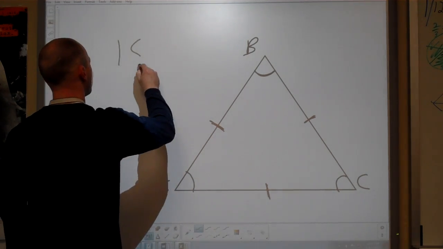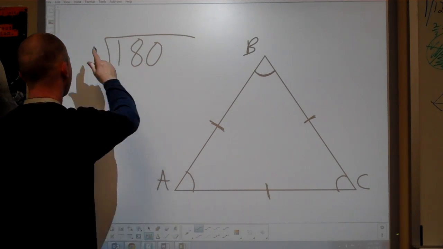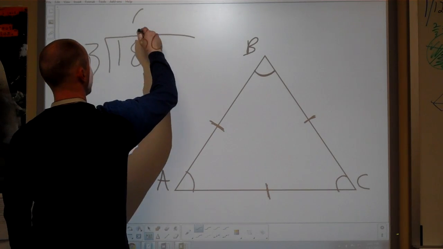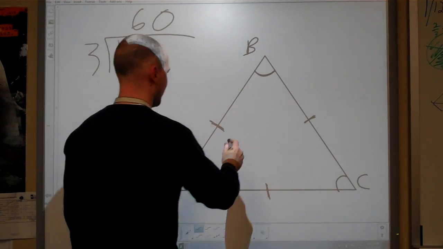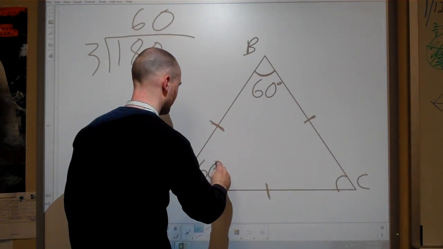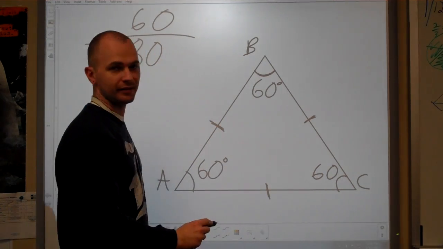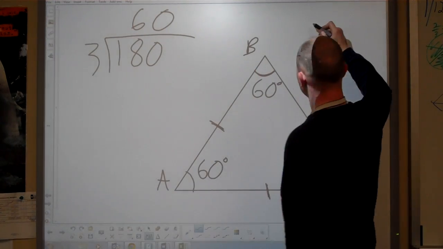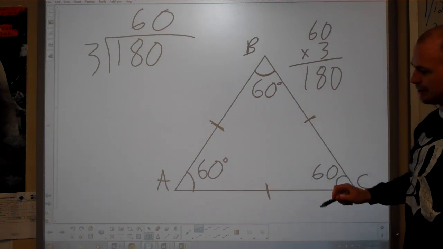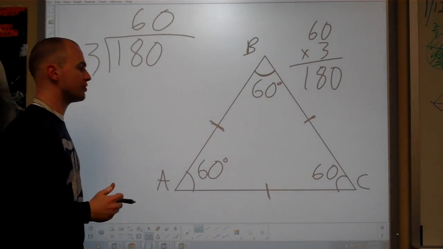So we're going to have 180 degrees, the sum of any triangle, divided by 3. And so 180 divided by 3 is 60. So that means this angle would be 60, this angle would be 60, and this angle would be 60. Okay, and we could check it, make sure 60 times 3 gives us 180, and we do. 6 times 3 is 18, so 60 times 3 is 180.